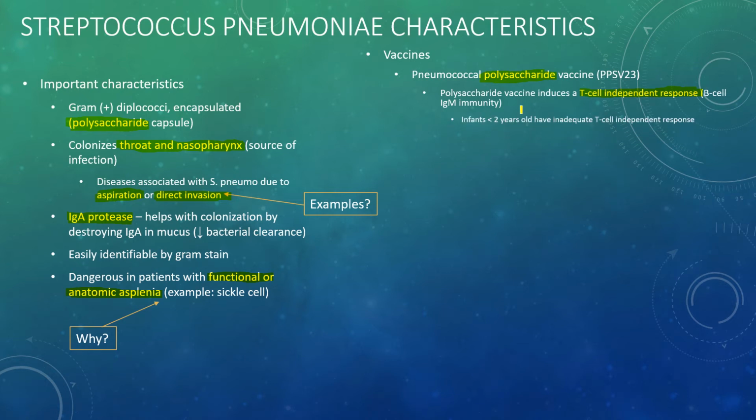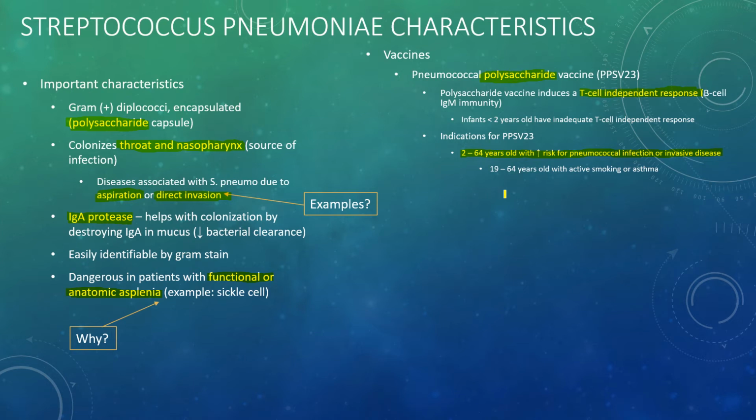Infants younger than 2 years old don't have a good T cell independent response, so you should not give the PPSV13 to infants less than 2 years old. So what are some indications for it? This is very, very important. Between 2 and 64 years old with increased risk of pneumococcal infection or invasive disease. So you have high risk of disease and you're 2 to 64, you need to have PPSV13 being given.